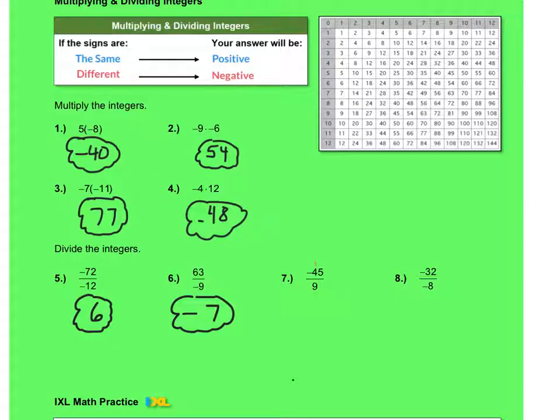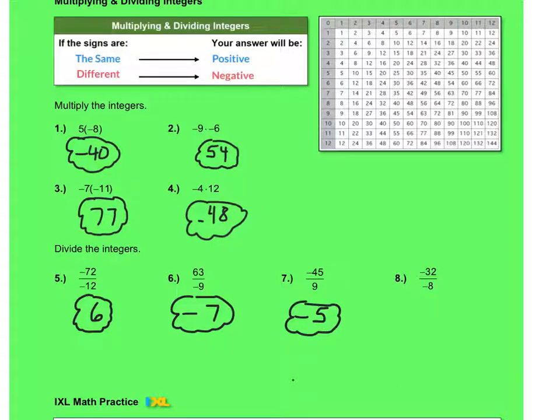Negative 45 divided by 9. We should know our answer is negative, because the signs are different. To use the multiplication table, I go to 9. I go over till I hit the numerator 45, and then I go up, and 45 divided by 9 is 5. So the answer is negative 5.